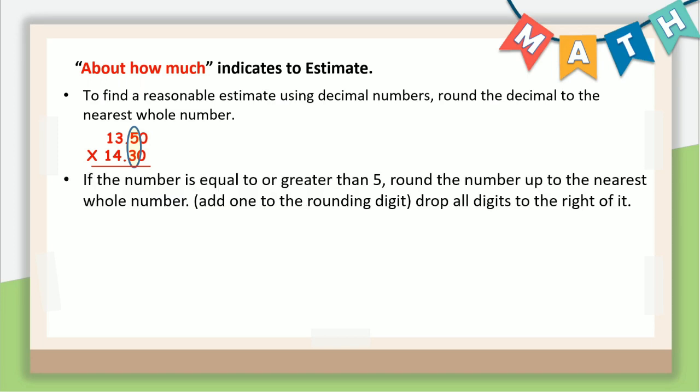If the number is equal to or greater than 5, round the number up to the nearest whole number, add 1 to the rounding digit, and drop all the digits to the right of it. Let's look at the first given number, 13 and 50 hundredths. Its decimal is equal to 5. Then, we are going to round this decimal up. Then we say that 13 and 50 hundredths is already closer to 14.